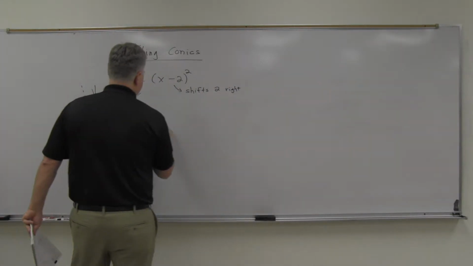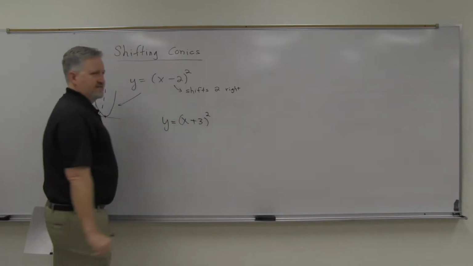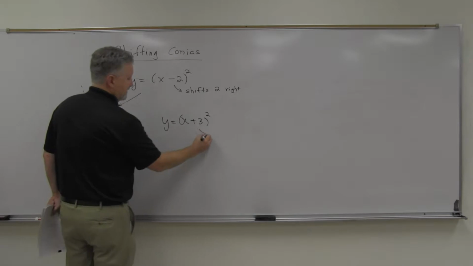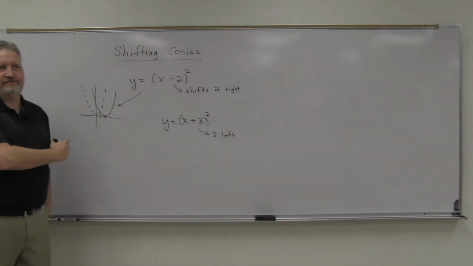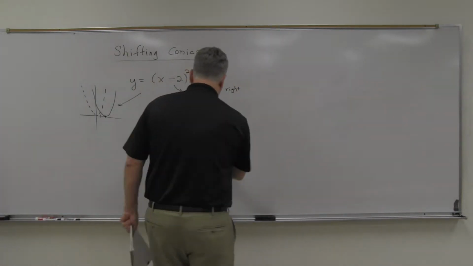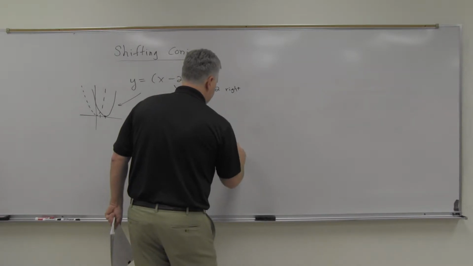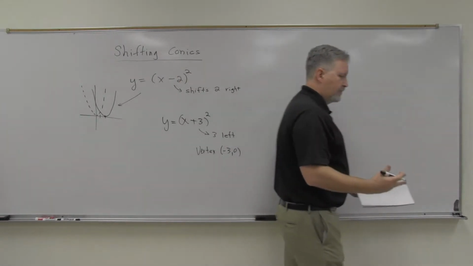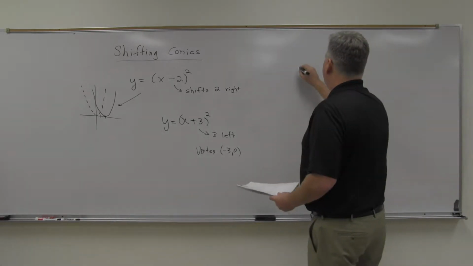And then of course, if we do the plus 3 inside with the x, that makes it go 3 left, and so that would shift the vertex to negative 3, 0. Anyway, we've already been over that, just reviewing that. All right, so let's think about this.